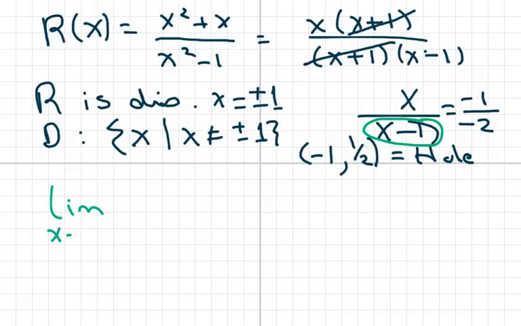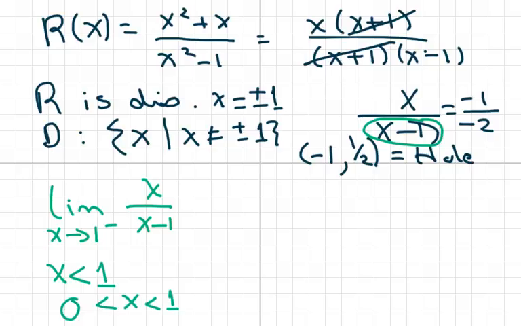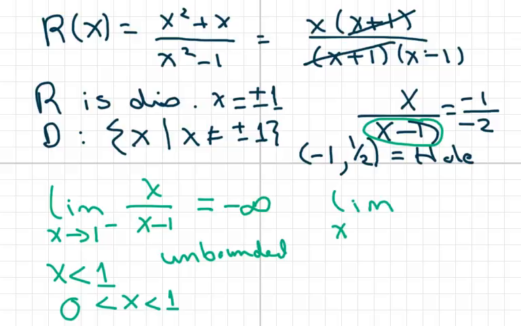So we take the limit as x approaches 1 from the left of x over x minus 1. We're looking at when x is less than 1, between 0 and 1, and we're going to notice that it becomes unbounded. So we get the limit equals negative infinity, just like before. When we approach it from the right, the limit of x over x minus 1 is going to equal infinity because x is greater than 1, and when you put in larger numbers, it's going to go to infinity.